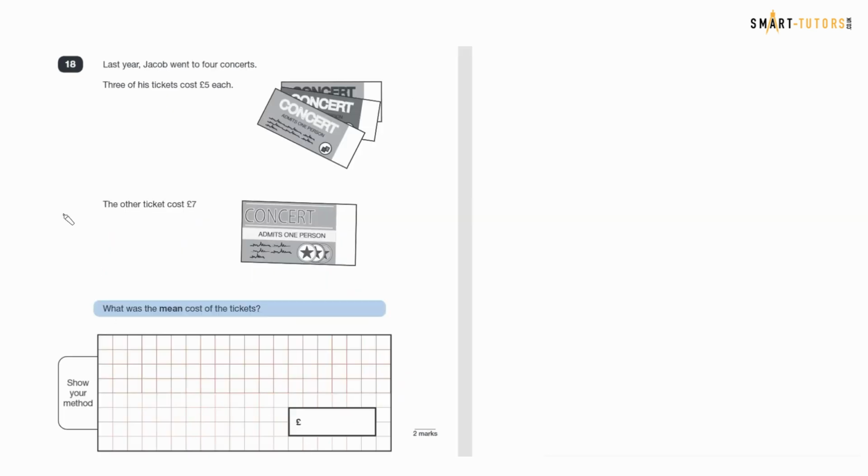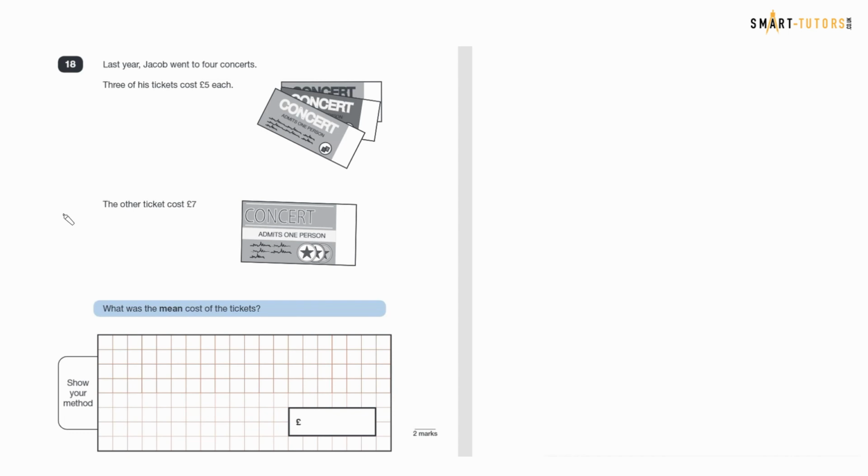So question number 18. Last year Jacob went to 4 concerts. 3 of his tickets cost £5 each. The other ticket cost £7. So what was the mean cost of the tickets? I asked my 11-year-old to explain this.